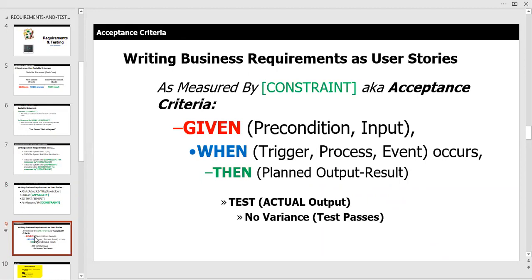So when you're writing business requirements as user stories, as measured by constraint, AKA acceptance criteria, then you can get in and get even more detail. Given a precondition or an input, when the trigger or the process or the event occurs, then some kind of planned output or result happens. And then you're just testing what actually happened. If there's no variance, then your test passes and the requirement works. So again, I stay away from, is it right or is it wrong? I just try to point out, hey, does it work or does it not work?